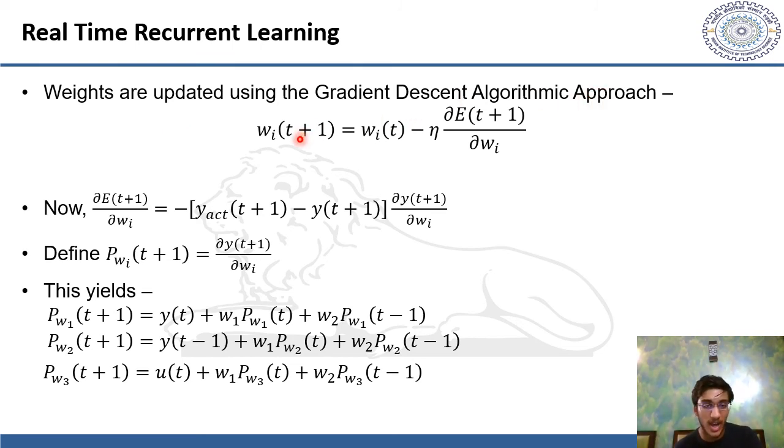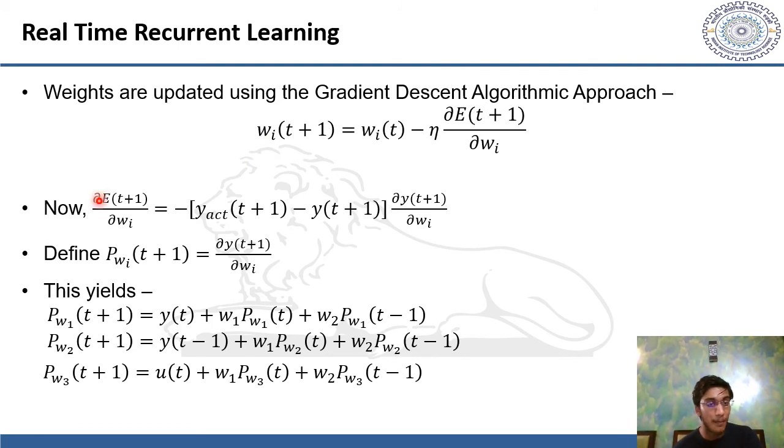So essentially wi of t plus 1 is equal to wi of t minus eta times the partial derivative of e of t plus 1 with respect to w sub i. So eta over here is the learning rate, and we are essentially going to update these weights in the direction of the steepest descent in order to minimize the MSE.